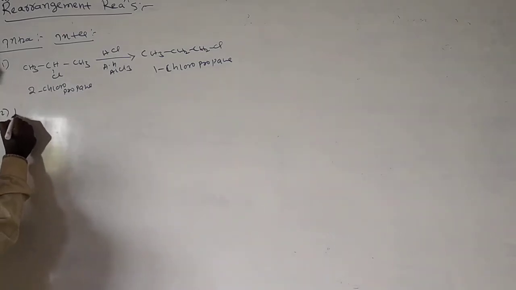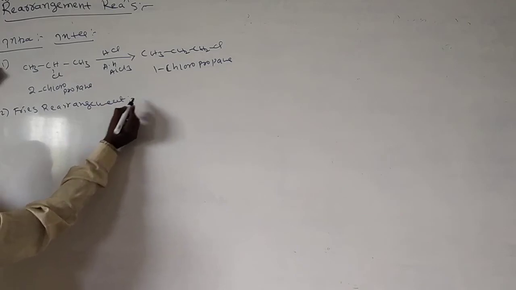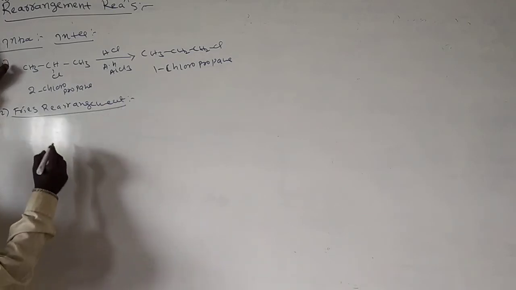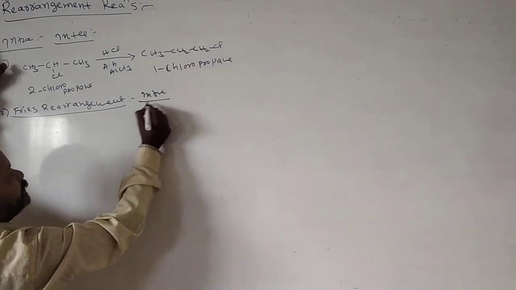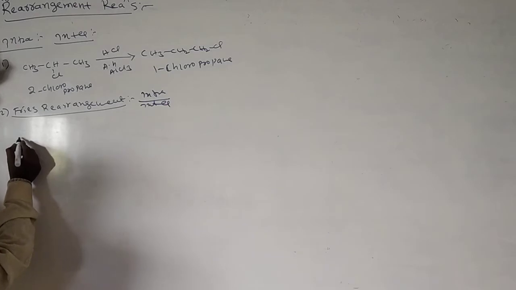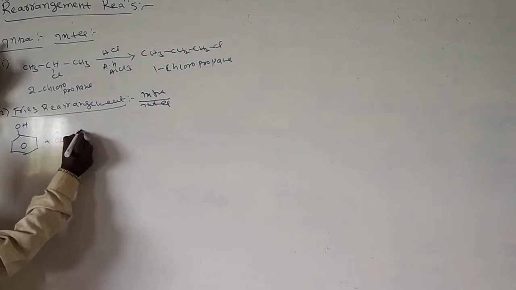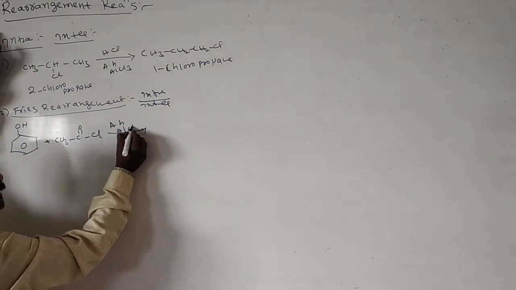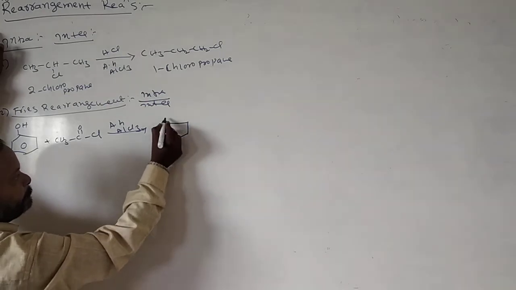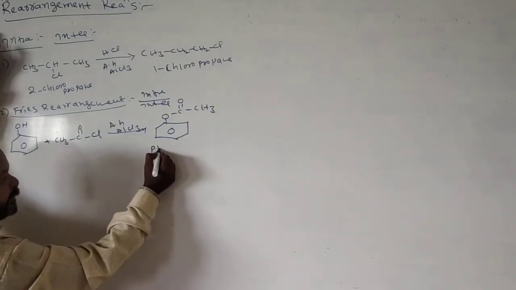Suppose, for example, Fries rearrangement. We have two types of Fries rearrangement. Fries rearrangement involves both intramolecular and intermolecular rearrangement. We'll see what the Fries rearrangement is. Here, this is phenol, OH, which reacts with acetyl chloride in the presence of anhydrous aluminium trichloride and forms the ester with C double bond O, CH3. This is phenyl acetate.